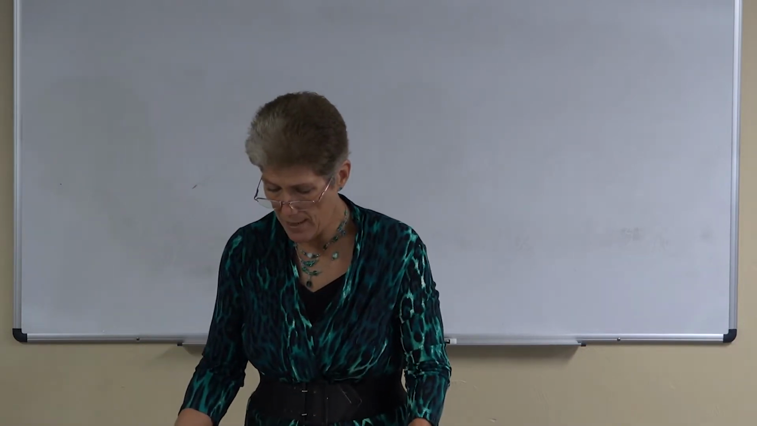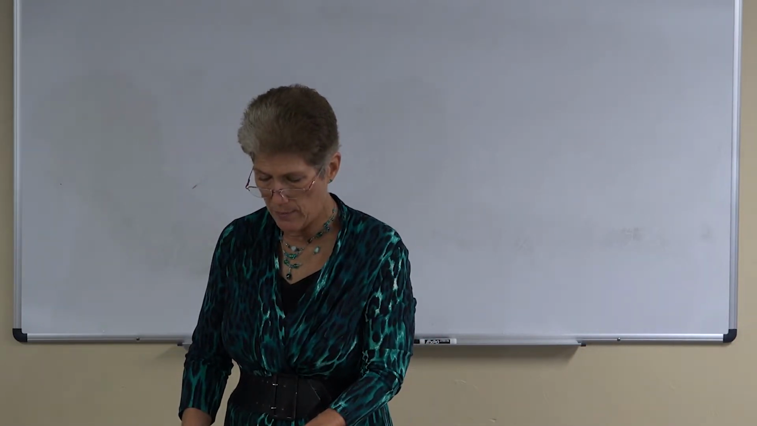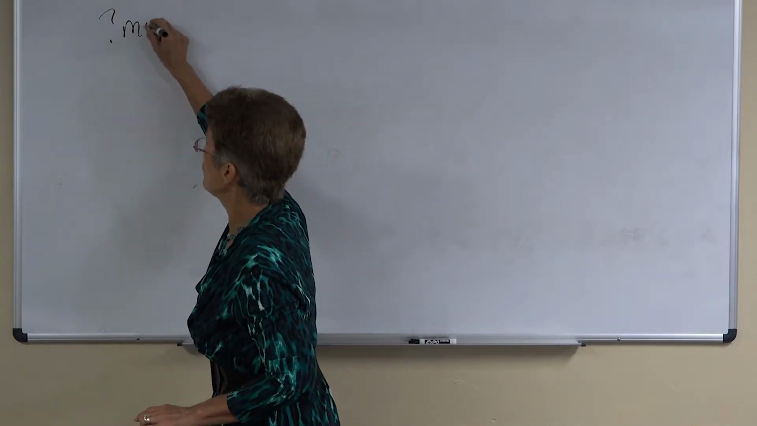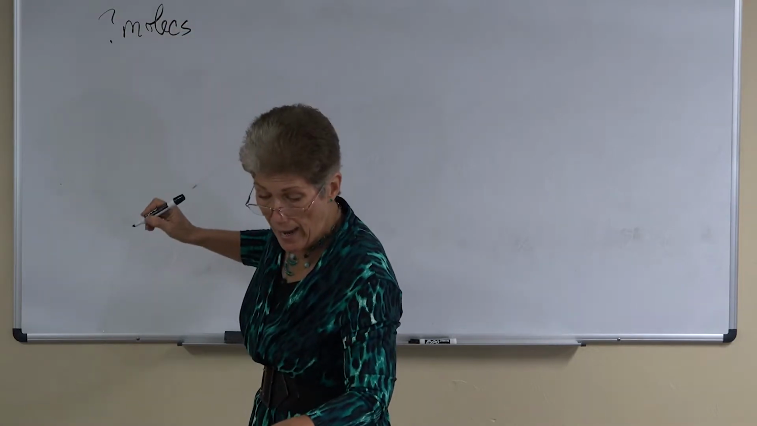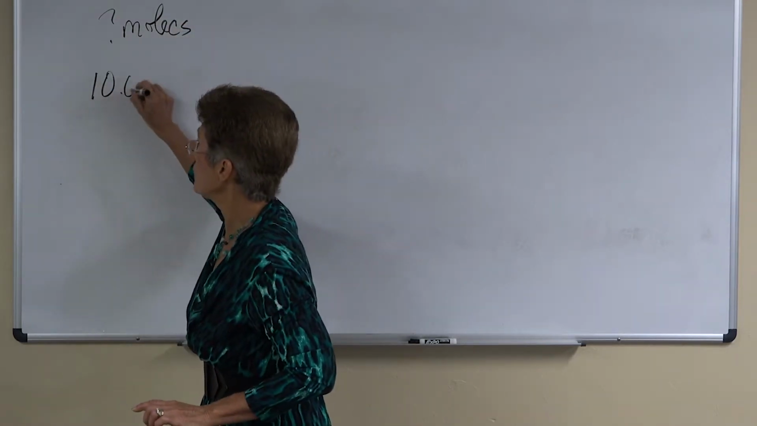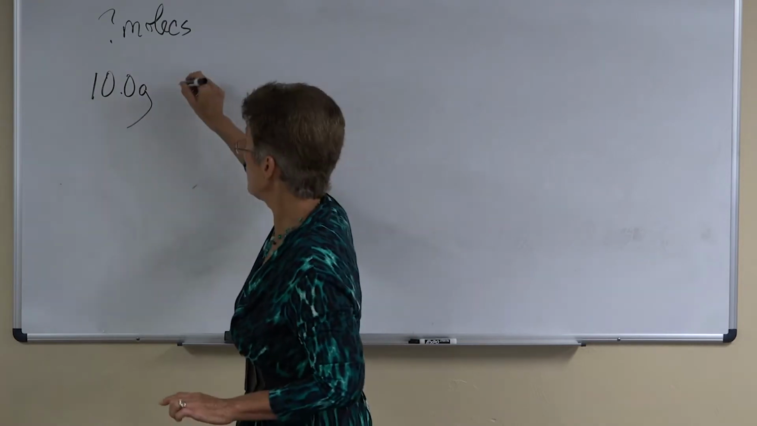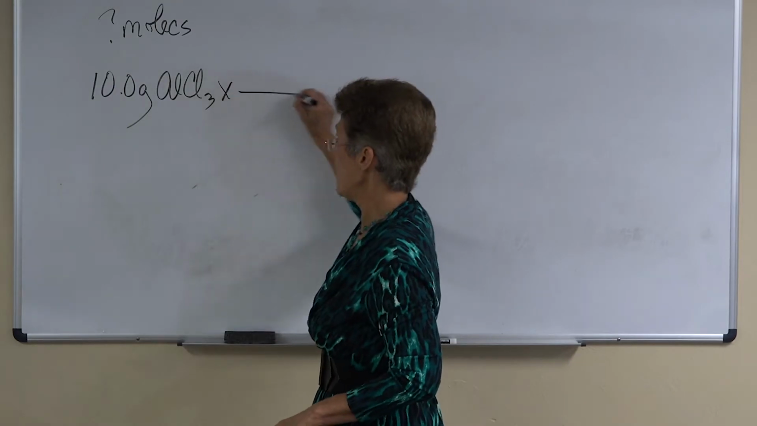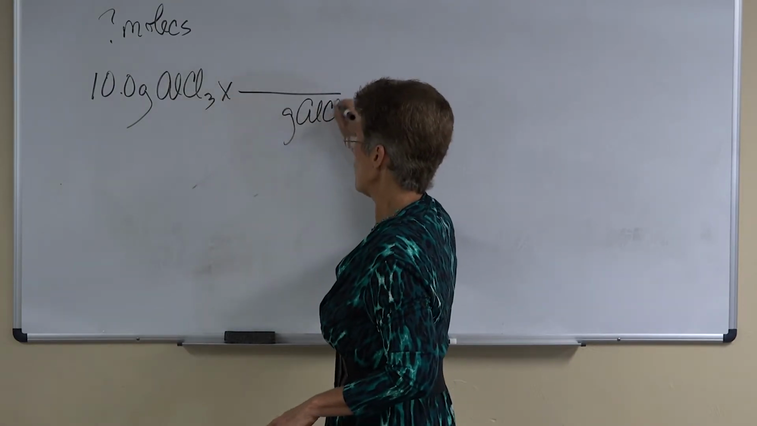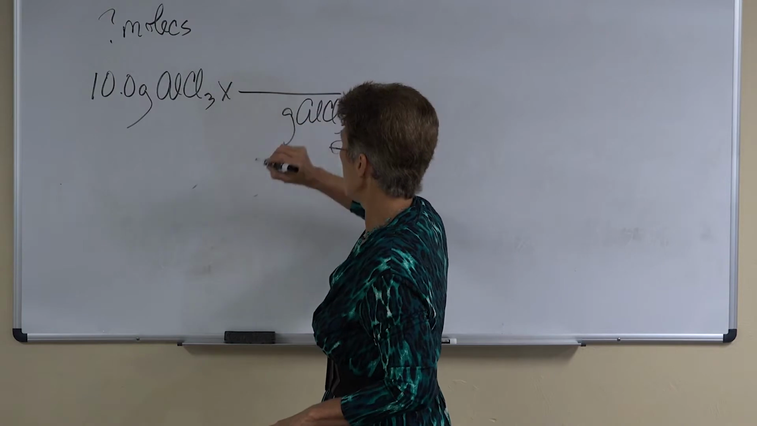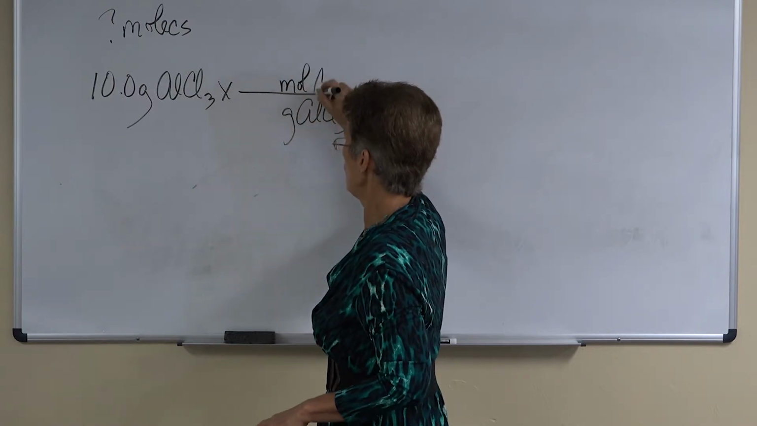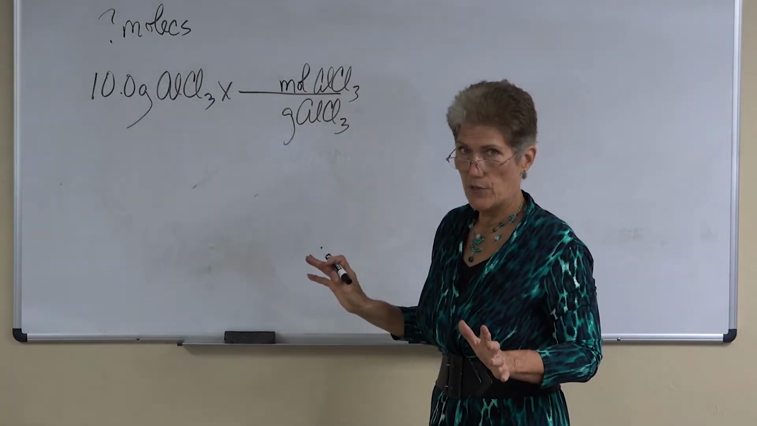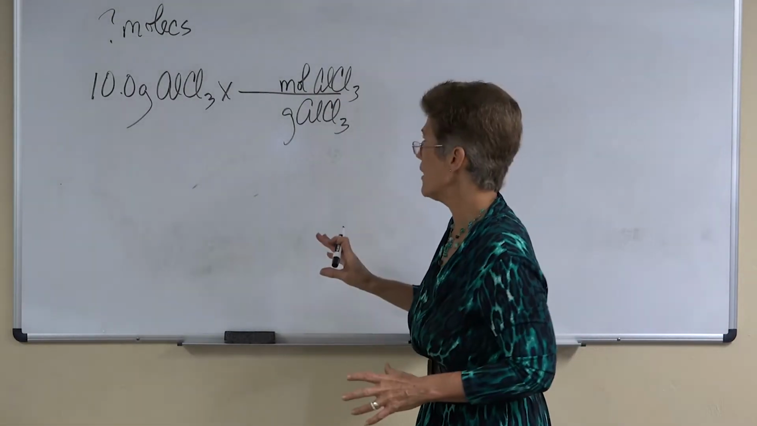Number 4, how many molecules exist in 10 grams of aluminum chloride? So we want to know how many molecules, and we're starting with 10 grams of aluminum chloride. So we're going to go times line, grams of aluminum chloride, and we need to go to moles of aluminum chloride because we can't just put molecules up there. We don't know that. So you can't make 1 step there. You have to make 2 steps.